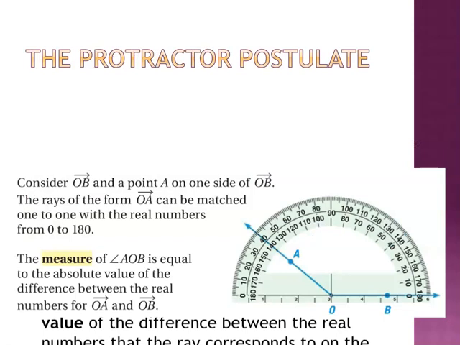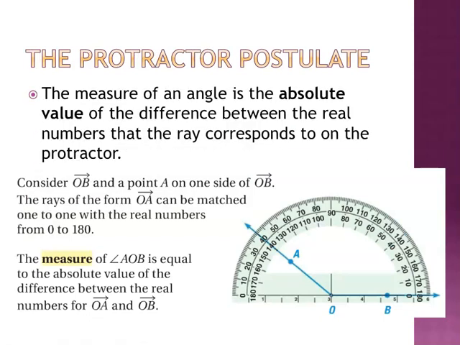Now the protractor postulate says that the measure of an angle is the absolute value of the difference between the real numbers that the rays correspond to on the protractor. So consider ray OB and a point A on one side of ray OB. The rays of the form ray OA can be matched 1 to 1 with the real numbers from 0 to 180. The measure of angle AOB is equal to the absolute value of the difference between the real numbers for OA and OB.